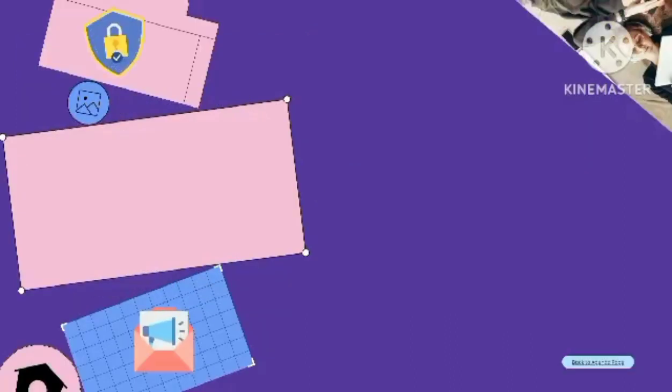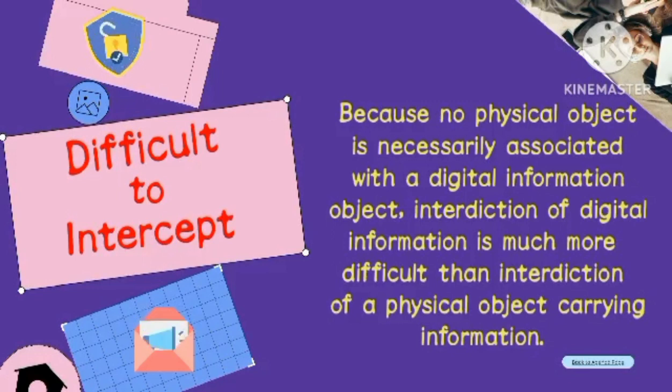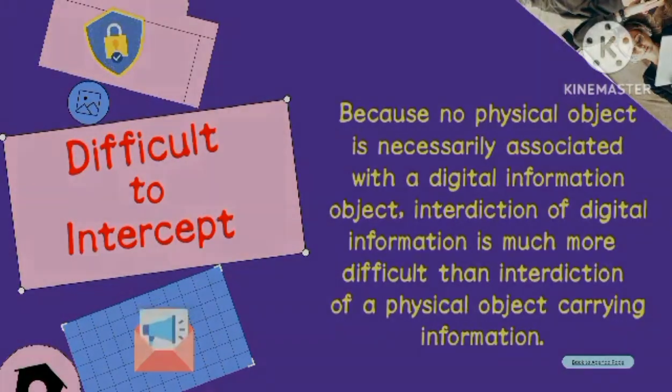The last but not the least, digital information is difficult to intercept. Because no physical object is necessarily associated with a digital information object, interdiction of digital information is much more difficult than interdiction of a physical object carrying information.